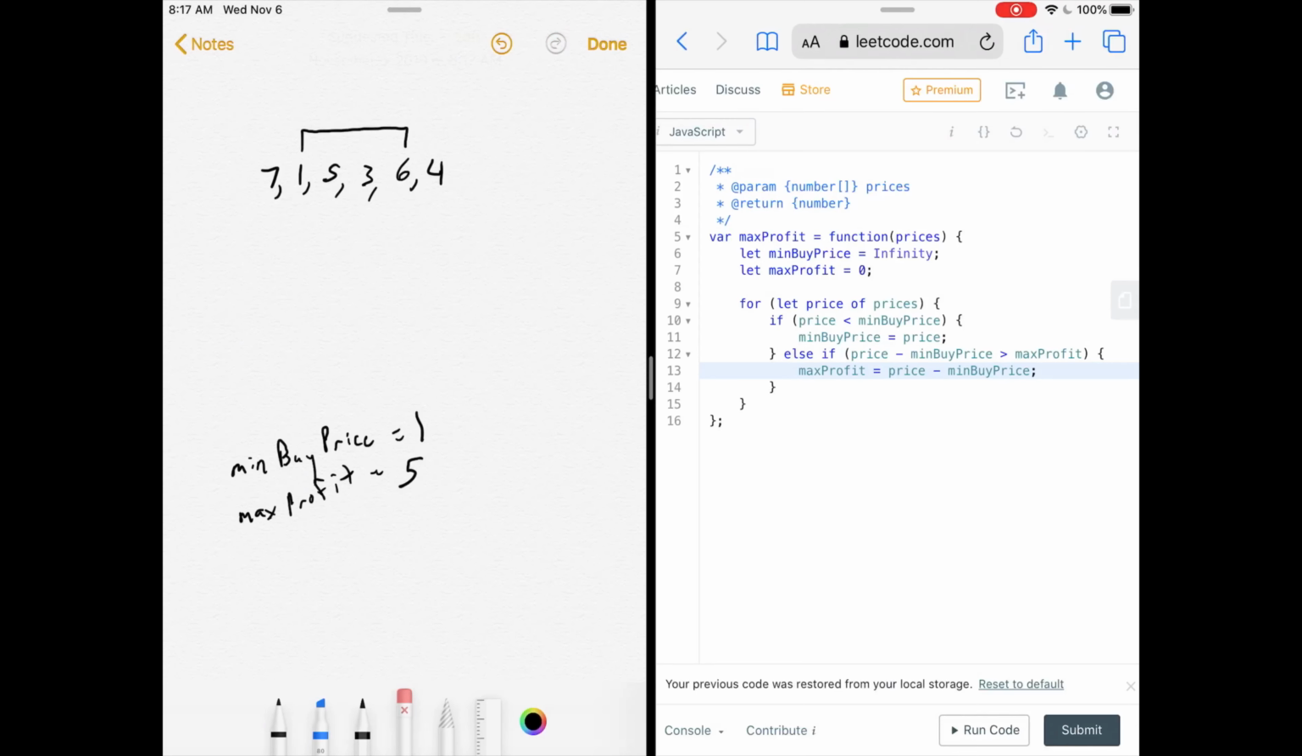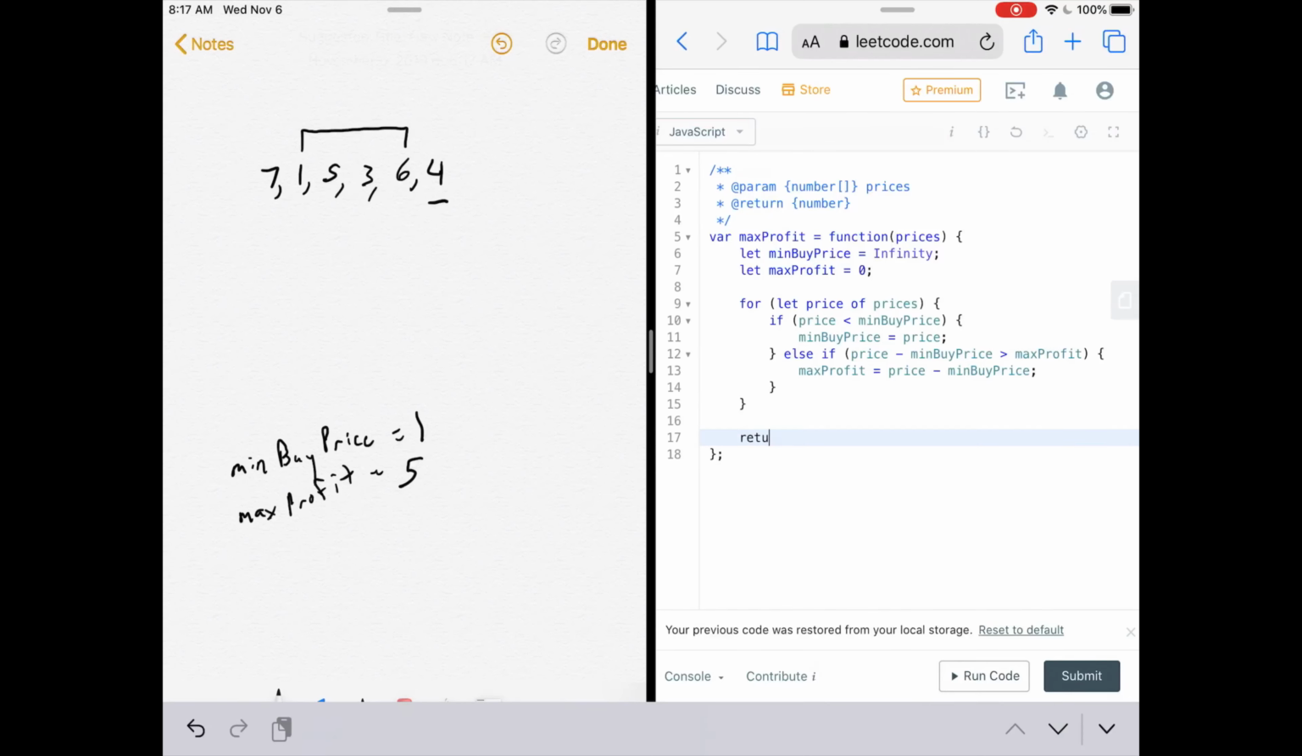We'll update our profit to be the difference between those two, which is $5. All right, so now we go to the last element. Should we buy at this price? No, because why buy at $4 when we could buy at $1? Should we sell at this price? No, because our profit would only be $3, whereas if we had sold earlier, our max profit was $5. So we have our answer. The max profit is $5. So all there's left to do is return our max profit.